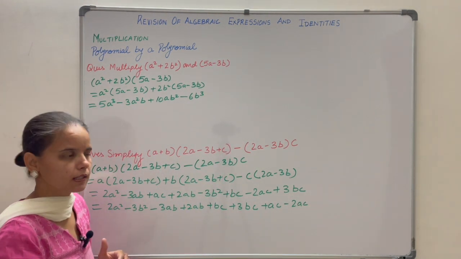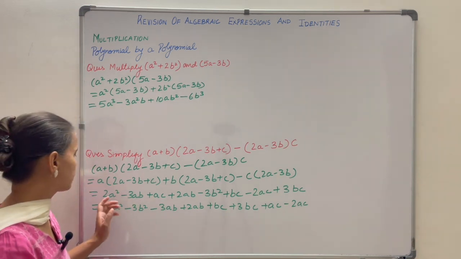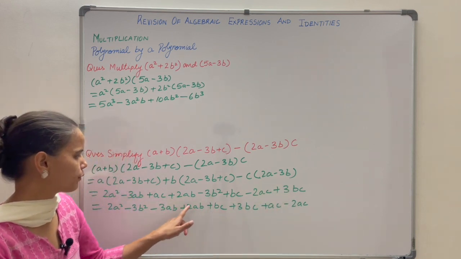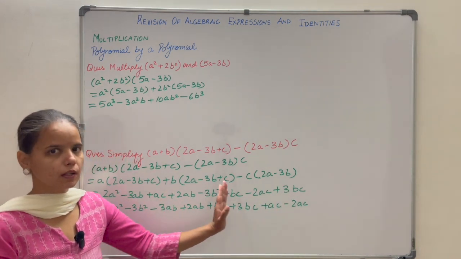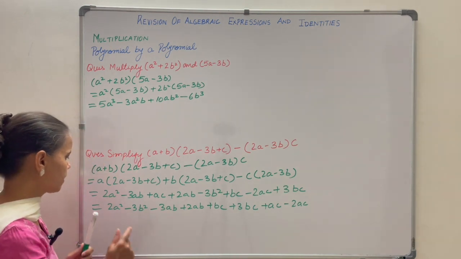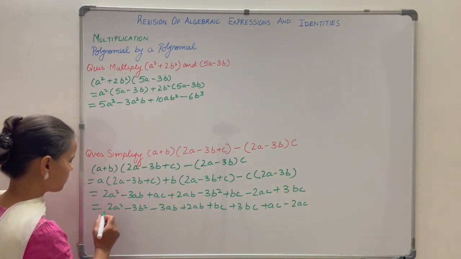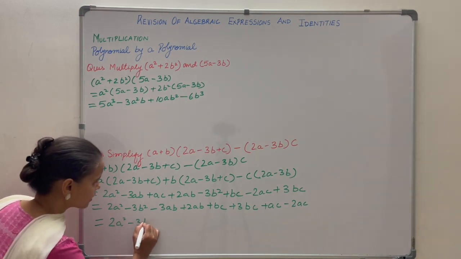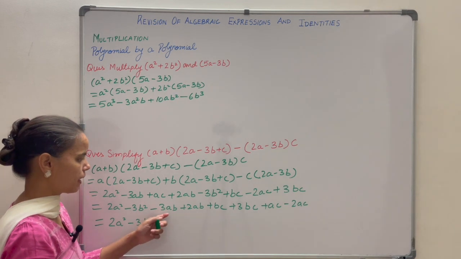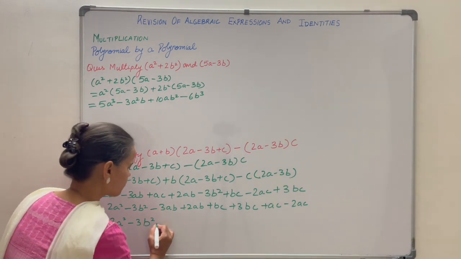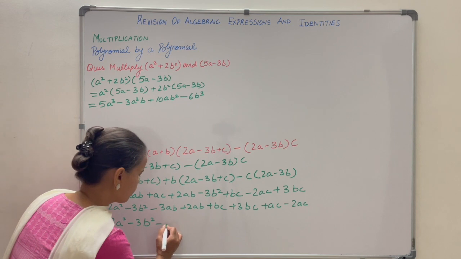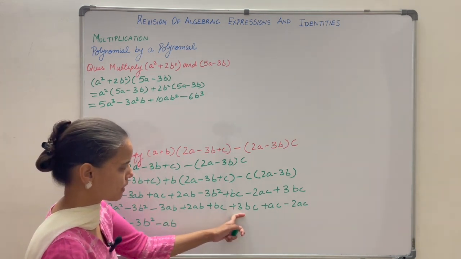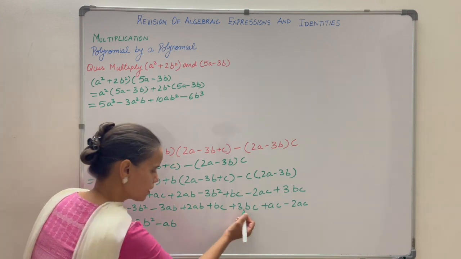So let us count and see, have we written down all the terms? 1, 2, 3, 4, 5, 6, 7, 8. So here 1, 2, 3, 4, 5, 6, 7, 8. So we have written down all the terms. There's nothing missing. Now I'm going to write down 2a square minus 3b square. This is minus 3 plus 2, that is minus 1, so minus ab. Plus 1 plus 3, so that is plus 4bc.